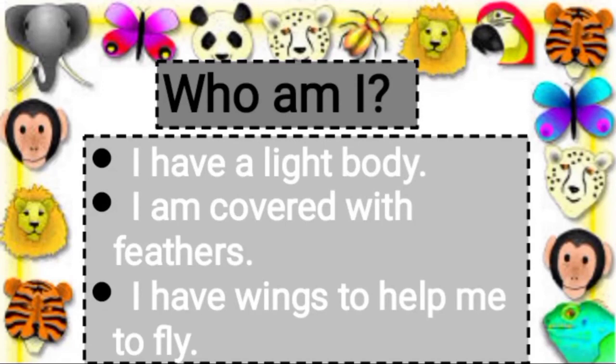Now let's solve who am I. I have a light body. I am covered with feathers. I have wings to help me to fly. The answer to this question will be given in the next lecture. You can send me your answer, and the names of the students whose answers are right will be announced in the next lecture.